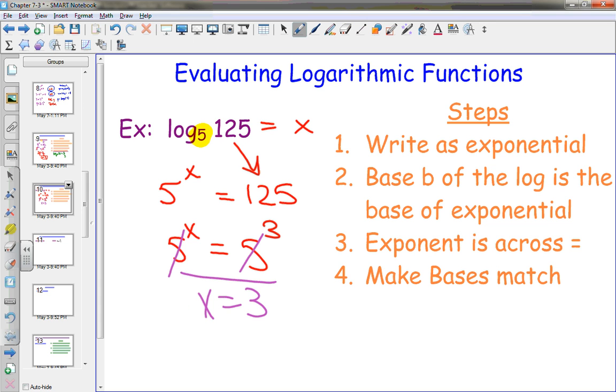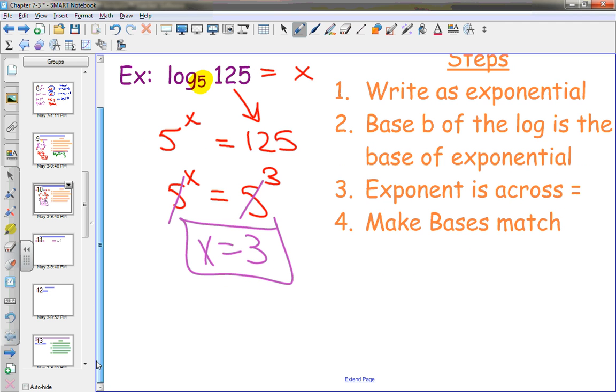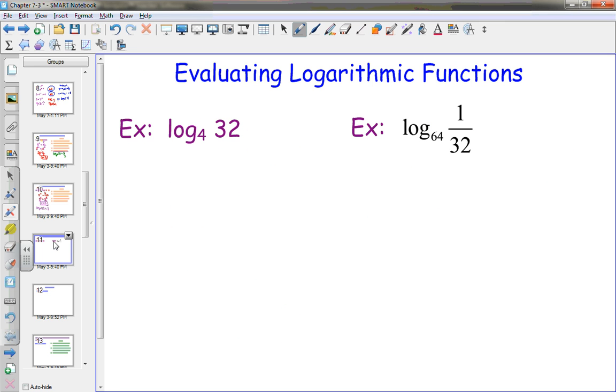X is equal to 3 because I can ignore my lovely bases. Now, with that said, what does this imply? That's the answer. Excellent. Okay, this time there's no exponent, there's no steps there, so what do I do?